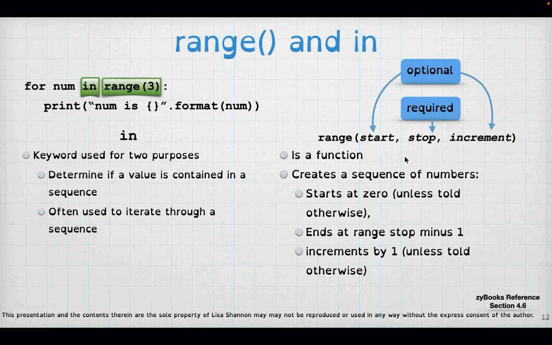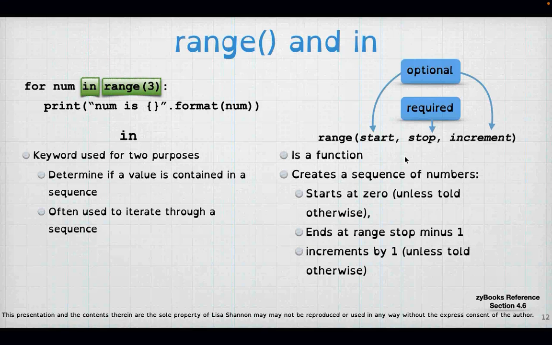Range is a special function. And what range does is it creates a sequence of numbers. Now, we've used one function so far that can take multiple different arguments. We have print. You can just put whatever your string is in the print, and it prints it. But we also have that form for print where you have a comma end equal something. So print has an optional number of arguments. Range has an optional number of arguments.